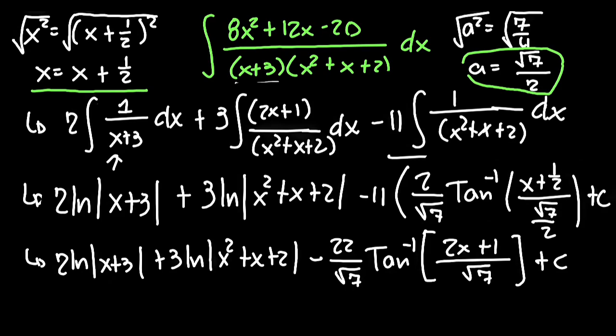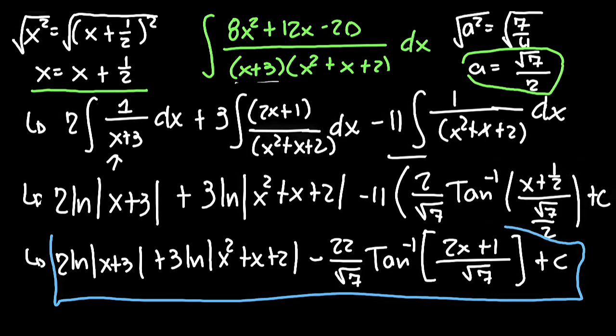And so, this would be your final answer based on your integral of 8x squared plus 12x minus 20 all over x plus 3 multiplied by x squared plus x plus 2 of dx.